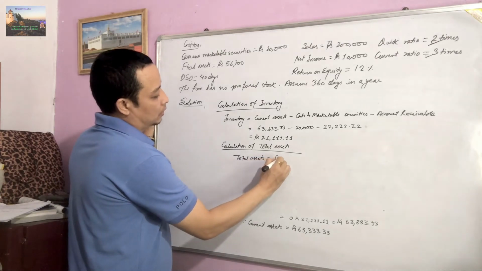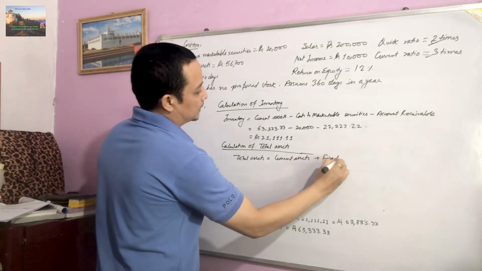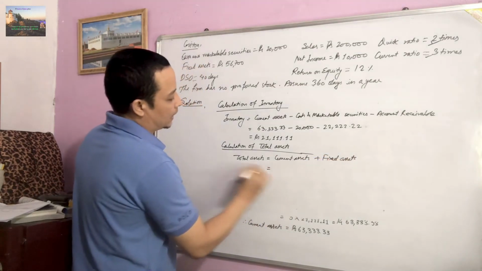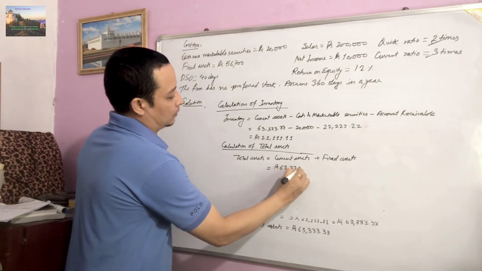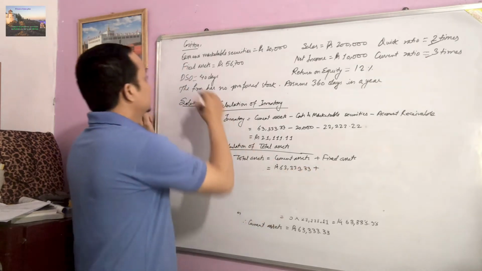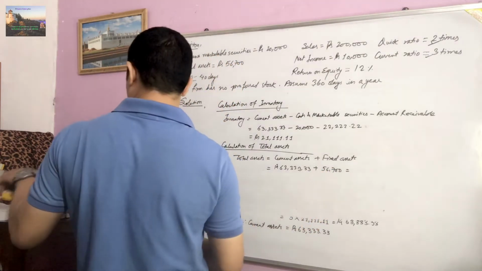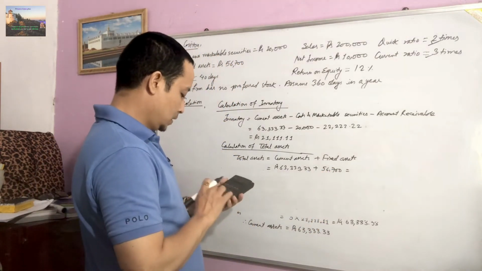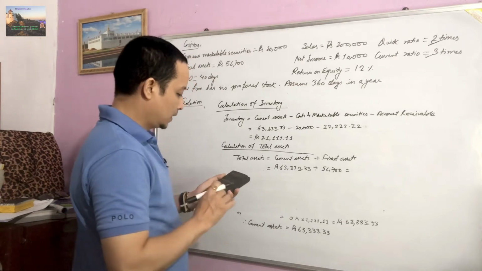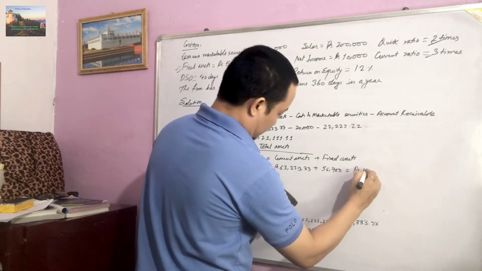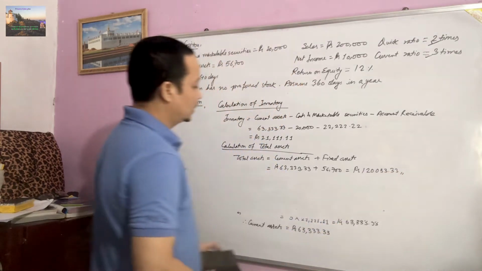So total asset equals current assets plus fixed assets. Current asset you have known, 63,333.33, plus fixed asset given in the question, 56,700. That will be rupees 1,20,033 and 33 paisa. This is your total asset.